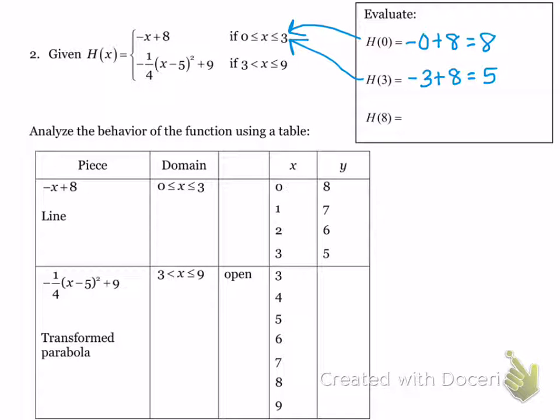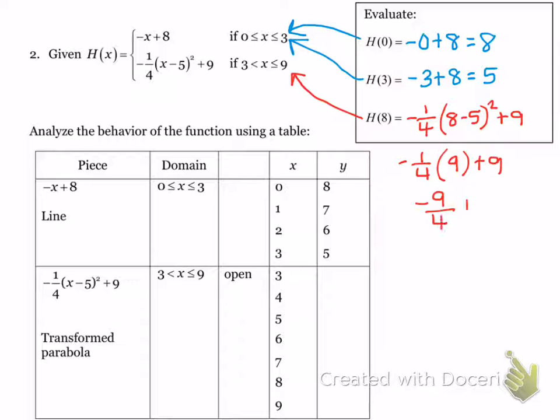And then h of 8 is in the second domain, so we're going to plug 8 in. Negative 1/4 times (8 minus 5) squared plus 9, which is negative 1/4. 8 minus 5 is 3 squared, which is 9, plus 9. So you get negative 9 over 4, and if I made a common denominator, it would be 36 over 4. And if you added those fractions, you're going to get 27 over 4 as your output value. If you have a calculator, use it.